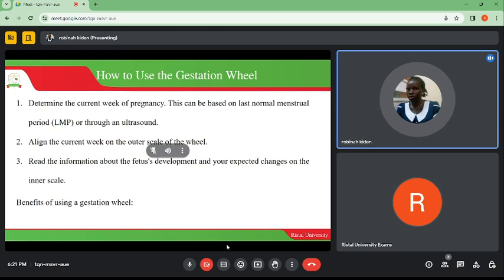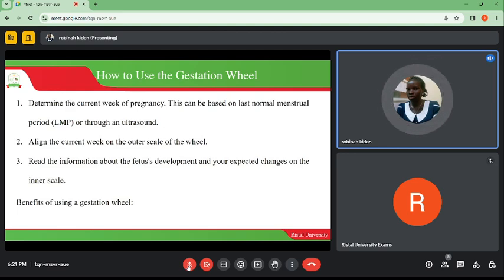Then how to use the gestation wheel. Determine the current week of pregnancy. This can be based on the last normal menstrual period or through an ultrasound. Then align the current week on the outer scale of the wheel. Then after that, read the information about the fetal development and your expected changes on the inner scale.